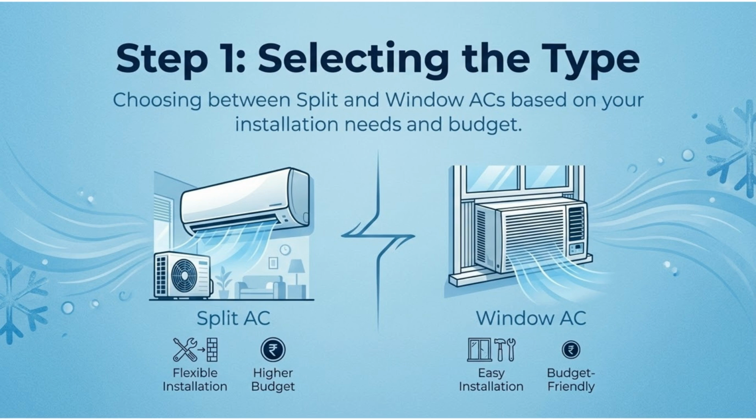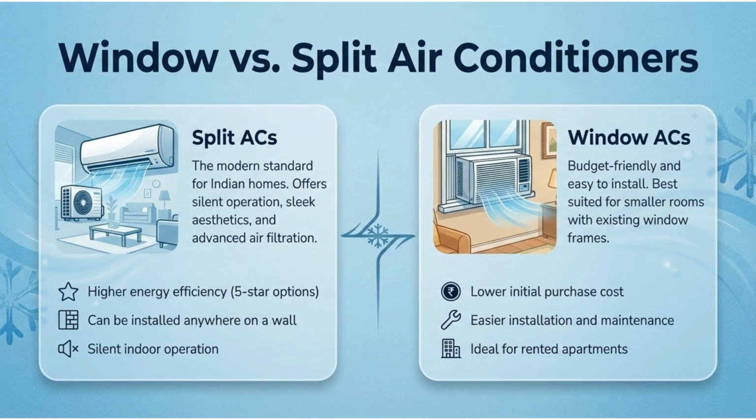Split ACs offer flexible installation but cost more, while window ACs are budget-friendly and easier to install. Split ACs are the modern standard, offering higher energy efficiency, silent operation, and flexible installation. Window ACs are best for smaller rooms or rented apartments due to their lower cost and easy installation.